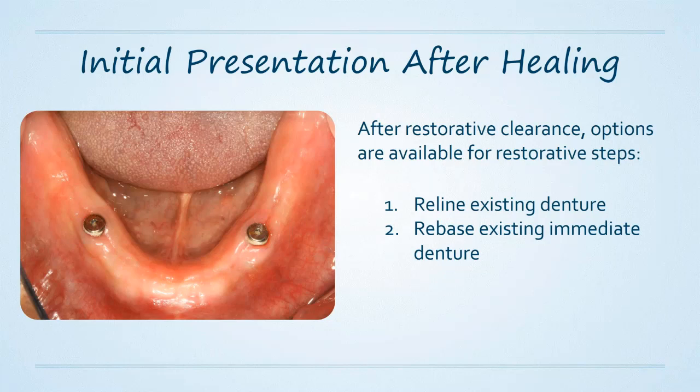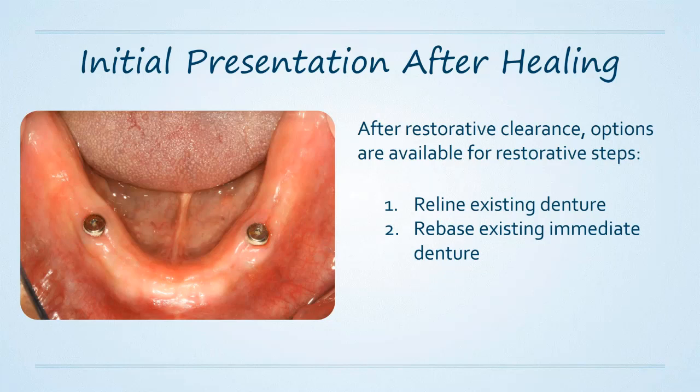Essentially, if it fits well, you don't have a lot of bone changes, there wasn't a lot of healing, there wasn't a lot of shrinkage of the jawbone, you could just simply reline, meaning fresh tissue surface of the acrylic in the denture, either chairside or at the laboratory.